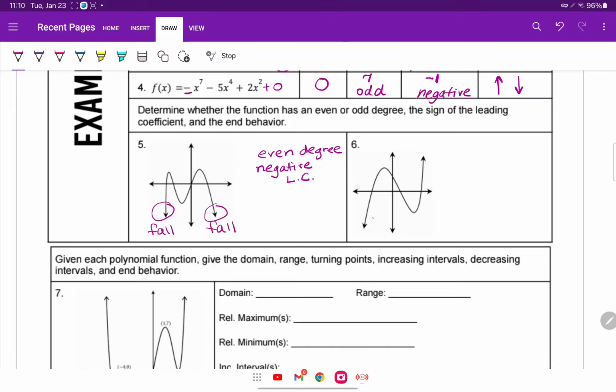On number 6, on the left, we have fall, and on the right, we have rise. So in this case, because they're going in opposite directions, I know it's odd degree. But because it's fall then rise, that tells me that we had a positive leading coefficient.